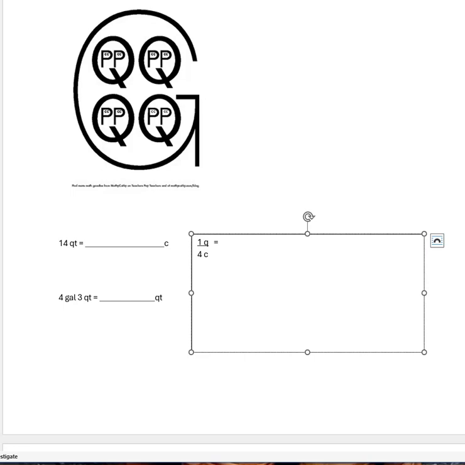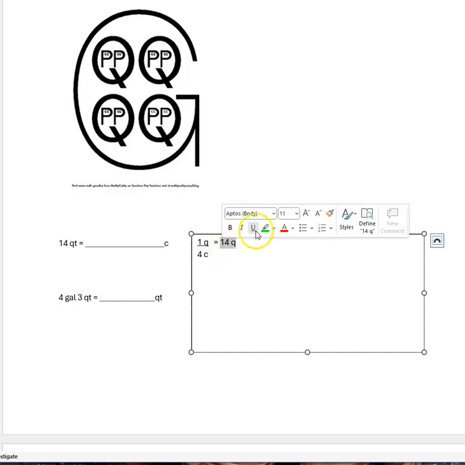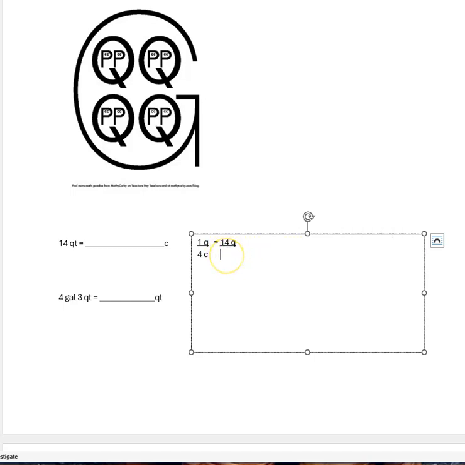So I want to know 14 quarts equal how many cups? I'm looking at this and I said, oh, that's multiplied by 14. So I'm going to multiply 4 times 14 and I get 56 cups. If you put it in a proportion, it might be a little easier. And I know a lot of you are kind of doing mental proportions, and that's fine.